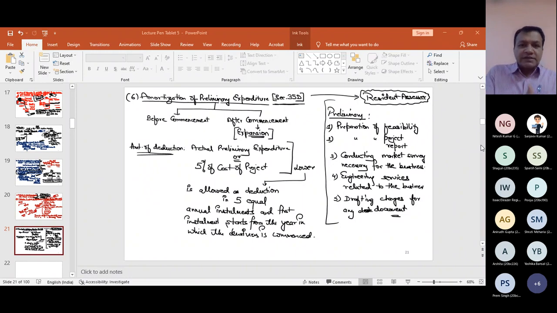In 32, you have seen that depreciation calculation requires some work. Scientific research requires some calculation work. Preliminary expenditure requires some calculation work. But in 36, it will be simple. You just need to learn the expenses' names. So let us start with section 36.